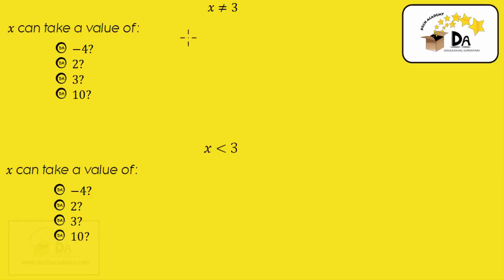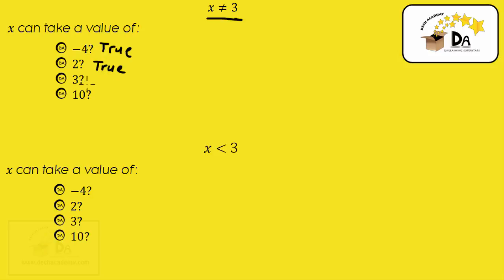Now I'm going to go through some questions which test the understanding of the 5 inequality symbols mentioned earlier. So this statement here says x is not equal to 3. And now I'm going to ask the question, x can take a value of -4, true or false? The statement says x takes values that are not equal to 3. So can x be -4? Yes, because -4 is not equal to 3. Can x take a value of 2? Yes, because 2 is not equal to 3.